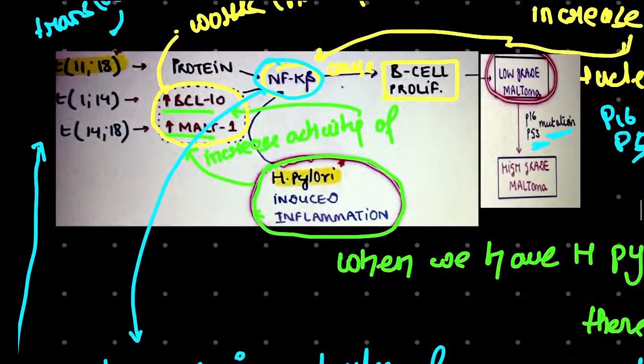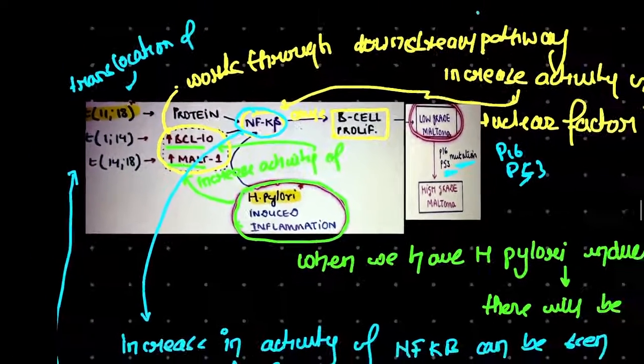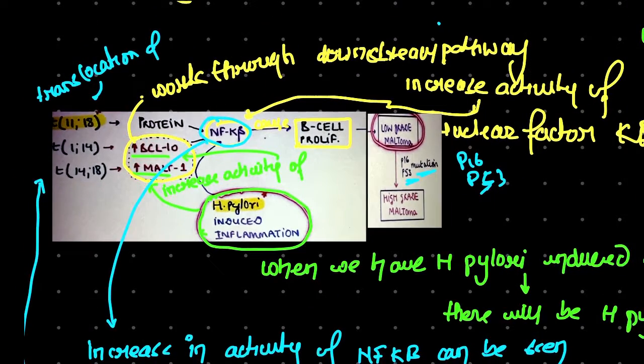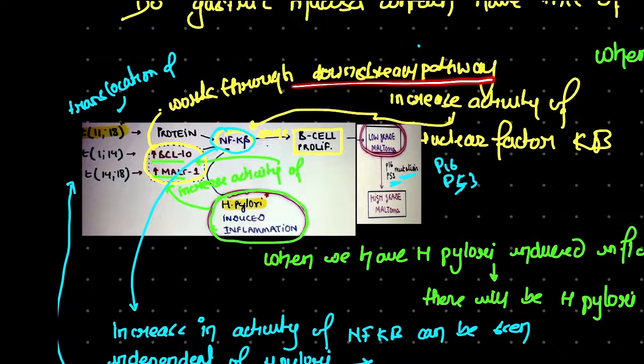Now what this H pylori will do is this inflammation induced by H pylori will cause the increase in activity of BCL and MALT1 genes, right? Now what these BCL and MALT1 will do is they will work through a downstream pathway and cause the increase in activity of nuclear factor kappa beta, right?